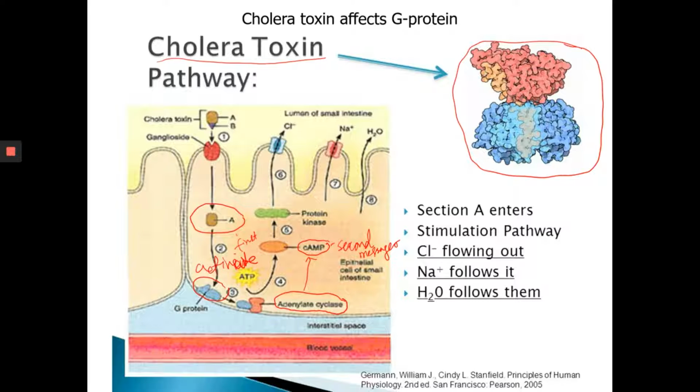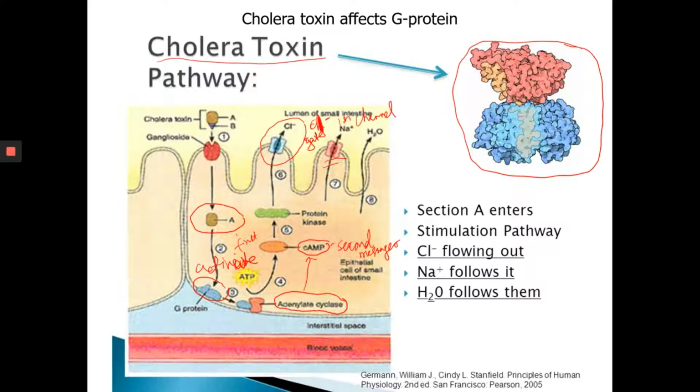Eventually, the cellular response is going to be the continuous opening of chloride ion gates, and probably some other ions as well, but the main one is chloride. It's really a protein channel, so you can say chloride ion channel.